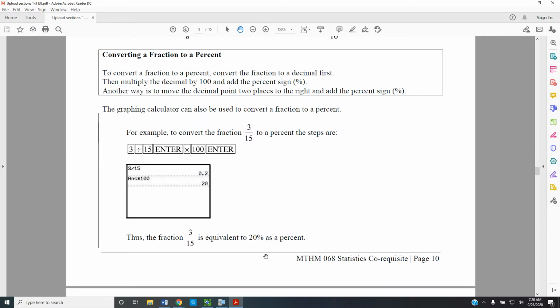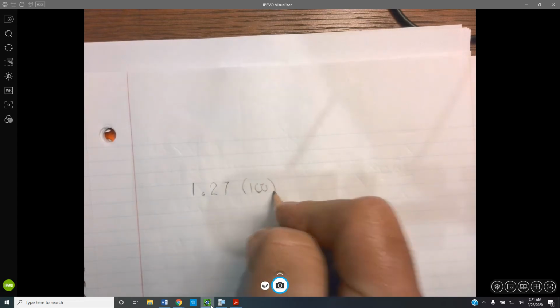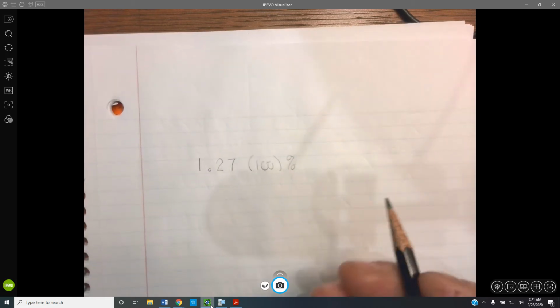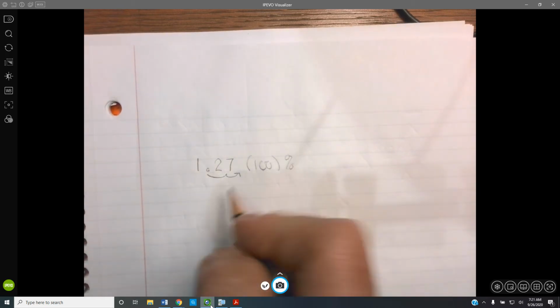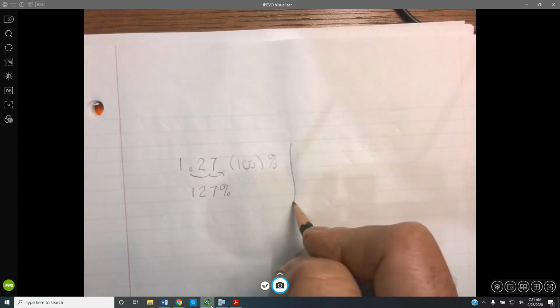Converting a fraction to a percentage. When you make a fraction a percent, what you really do is shift 2 positions to the right-hand side of a decimal. And what do I mean by that? Well, here's my algebraist coming out. Let's say that I had 1.27, and I wanted to convert that into a percentage. What I'm really doing is multiplying times 100 and adding a percent symbol. And when you multiply a decimal by a percent, you move it 2 to the right. So this is 127%.